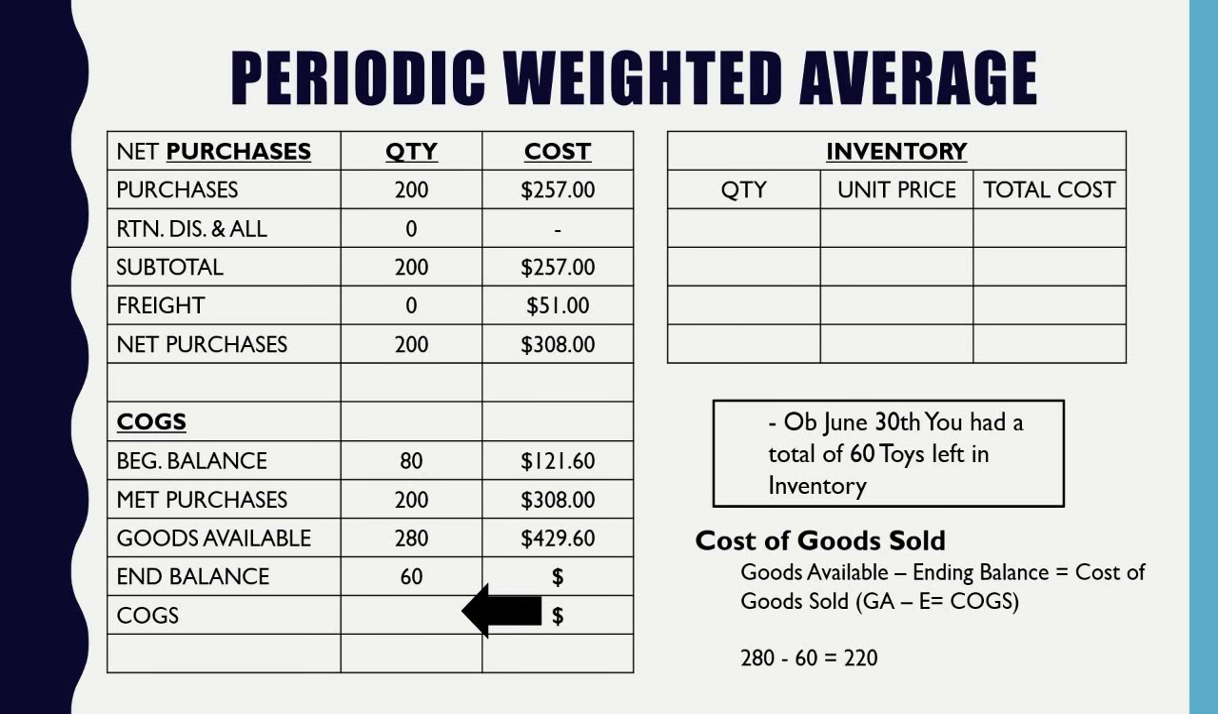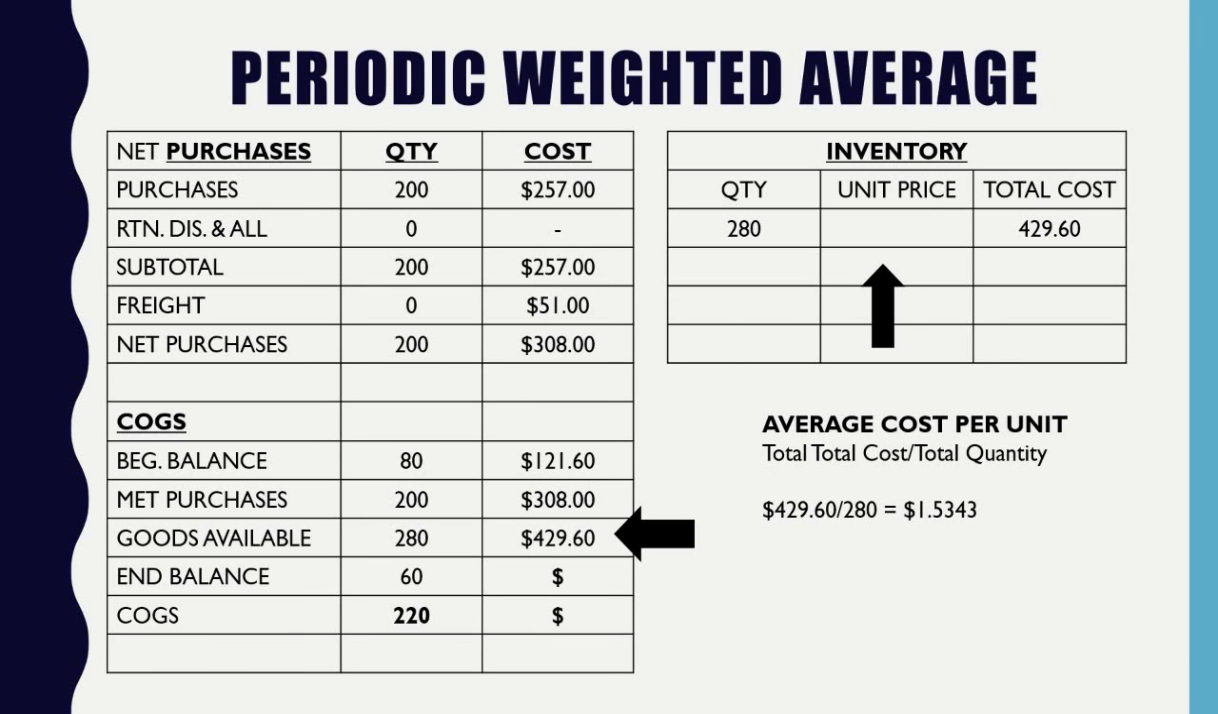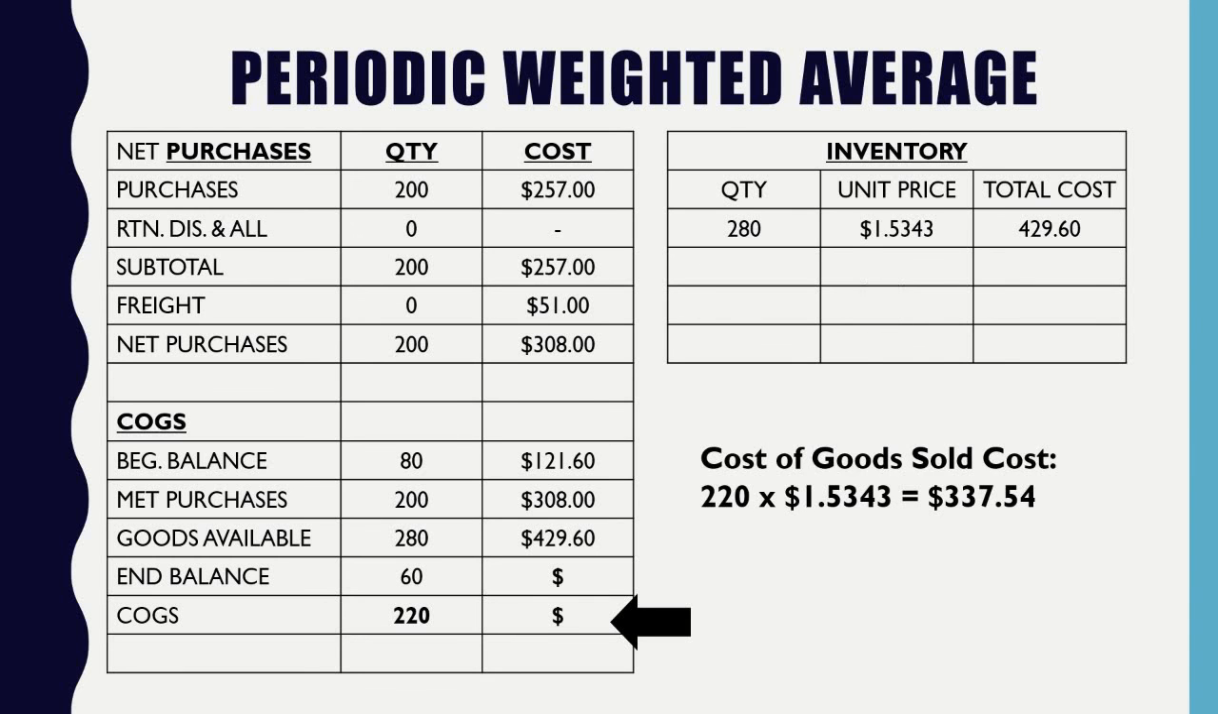$429.60. Now we need to make an additional calculation to solve for the new average cost per item. So we're taking our beginning inventory, combining it with our net purchases to get a brand new total cost and a brand new quantity. And now we're going to solve for our brand new average cost per item, where we recognize that our total of $429.60 is going to be divided by our 280, which is going to give us our new average cost per item of $1.5343, and so on.